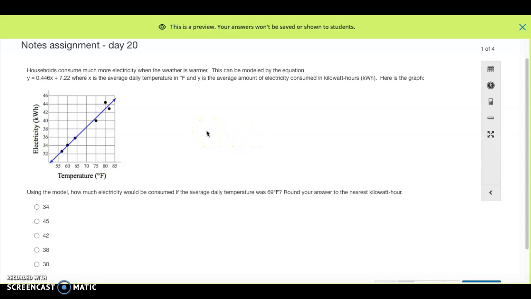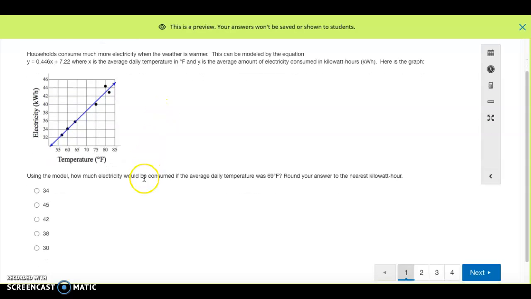They're talking about households consume more electricity when the weather is warmer. That's because we're all running our air conditioning. It's modeled by this equation right here. X is the average daily temperature. Y is the average amount of electricity consumed. And here's a graph. Using the model, how much electricity would be consumed if the average daily temperature was 69 degrees Fahrenheit?